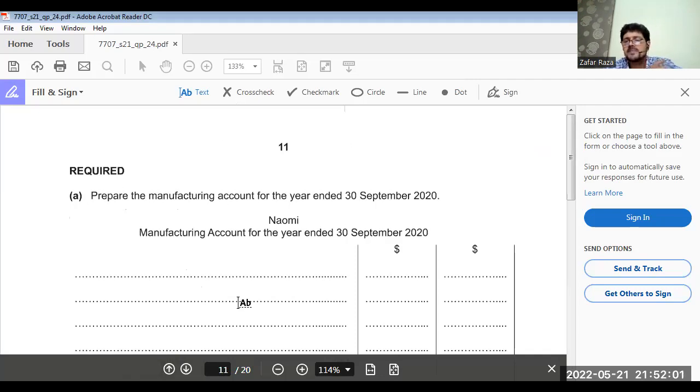Manufacturing account means prime cost, direct material, direct labor and direct expense, and production overhead will give manufacturing cost. Now the first is direct materials. So what do we have to do about direct materials?